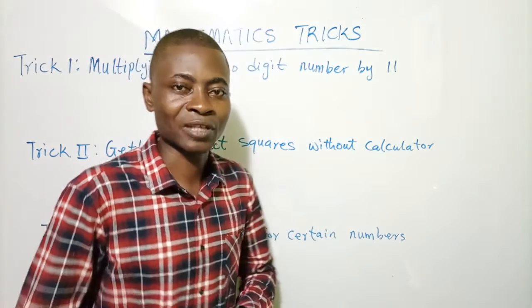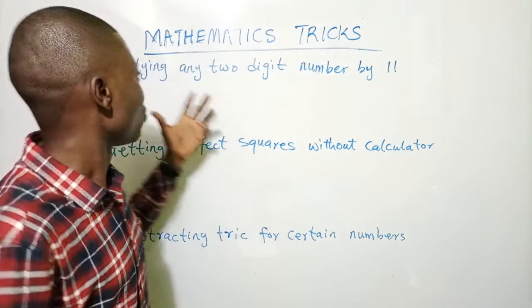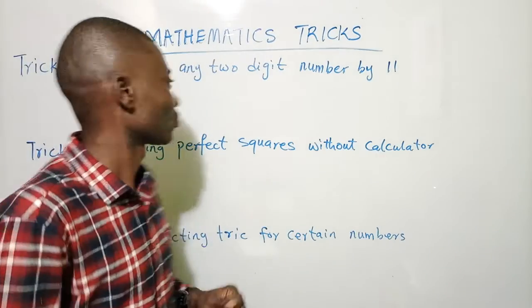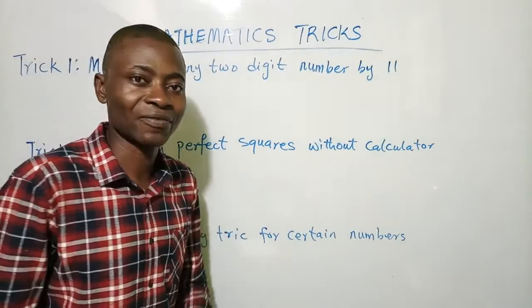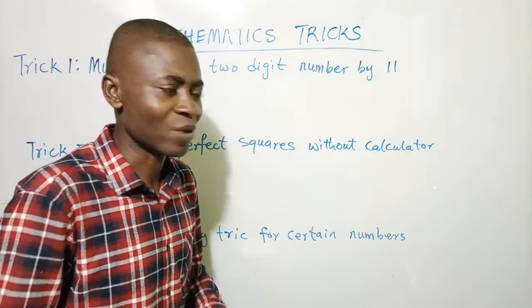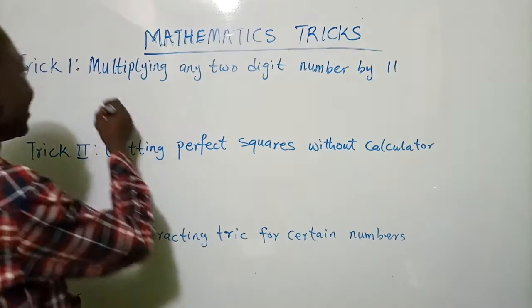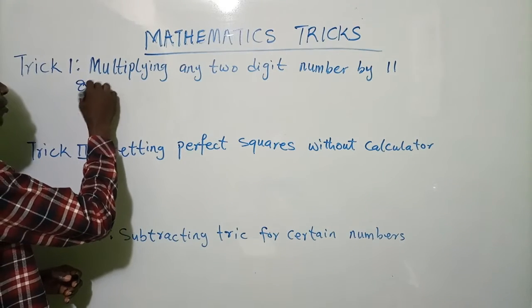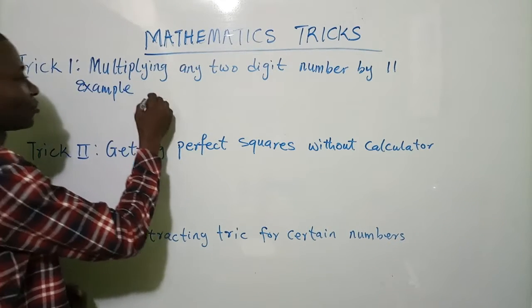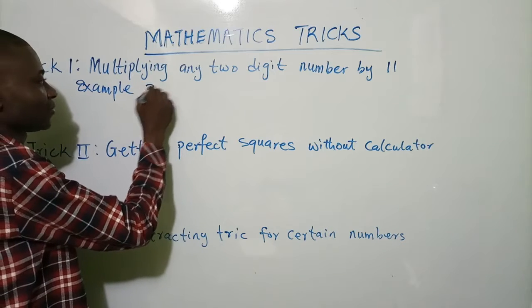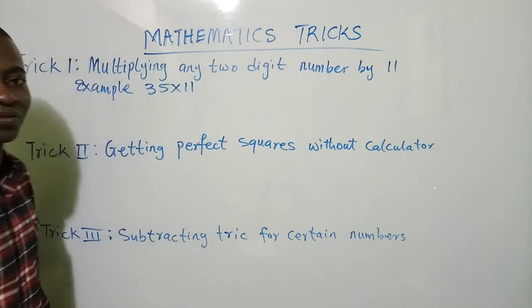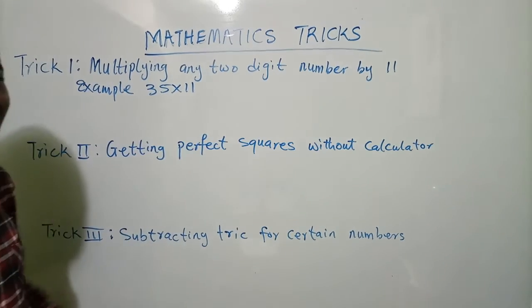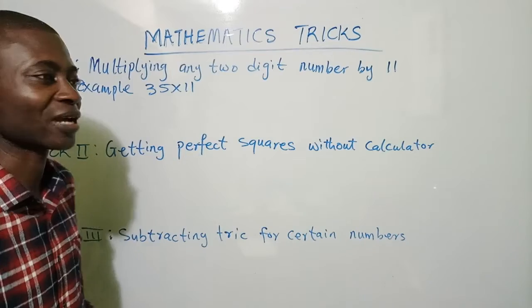Again, continuing on our mathematics tricks, we'll be looking at 3 tricks today. The very first one is multiplying any 2-digit number by 11. There's a trick whenever you are multiplying any 2-digit number by 11. For instance, let's say 35 times 11. How do you multiply this without using a calculator, without wasting your time?